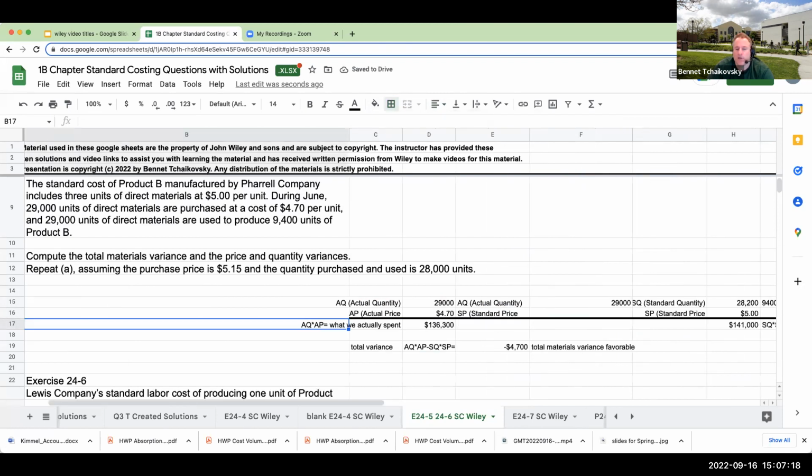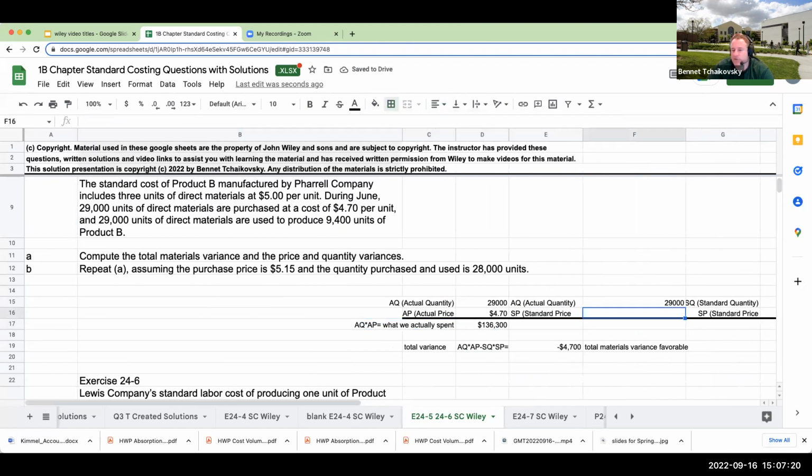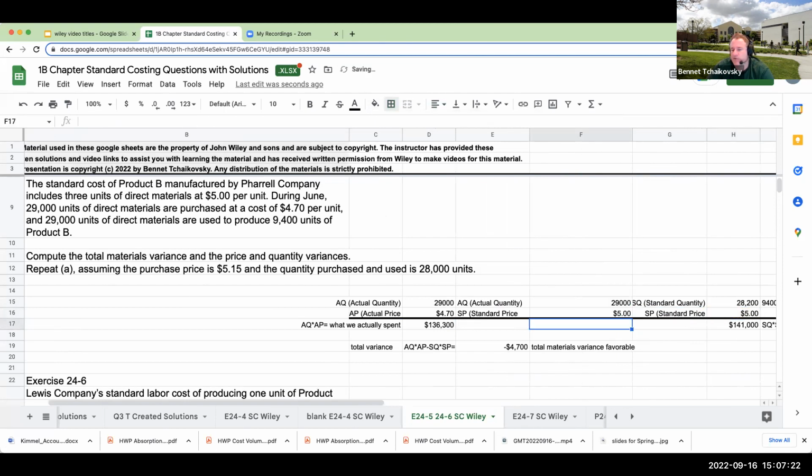So my actual quantity over here was 29,000, and my standard price over here is 5. Now, when I'm looking at this middle value, why do I have this middle value? Well, this allows me to isolate the price and the quantity variances. The first one we're going to look at is the price variance.